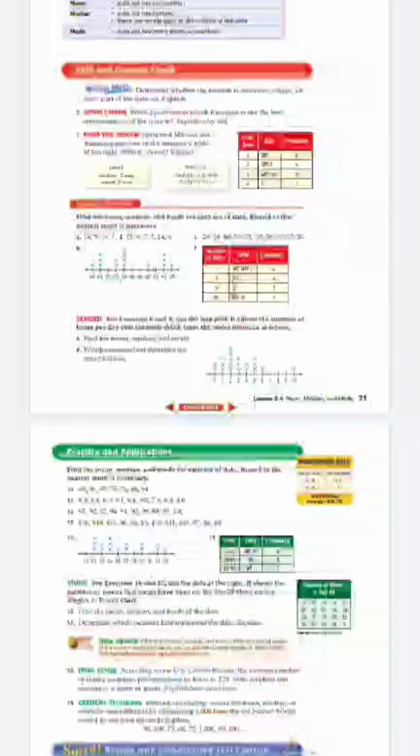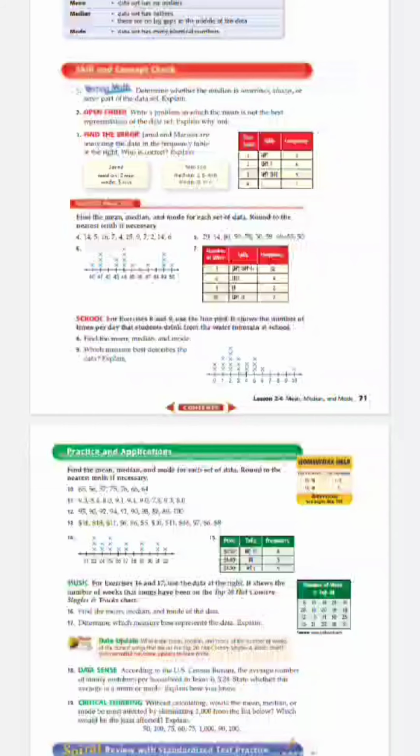4. 14, 5, 16, 7, 4, 15, 9, 7, 2, 14, 6, 5, 29, 14, 80, 59, 78, 30, 59, 69, 55, 50, 6, 40, 41, 42, 43, 44, 45, 46, 47, 48, 49, 50.